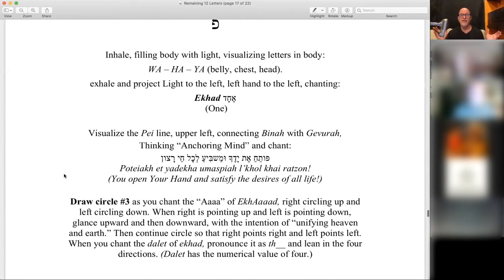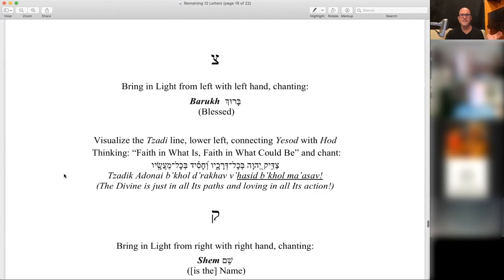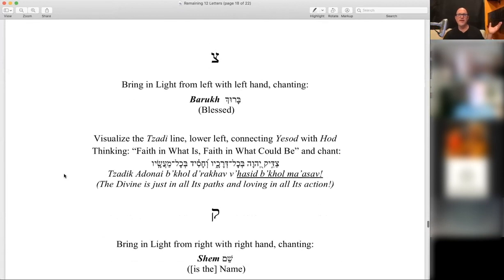Poteach et yadecha umaspia lechol chai ratzon. Bringing in light from the left with Baruch. Baruch. Seeing the Tzadi line, lower left, connecting Yesod and Hod. Tzadi, faith in what is, faith in what is possible.